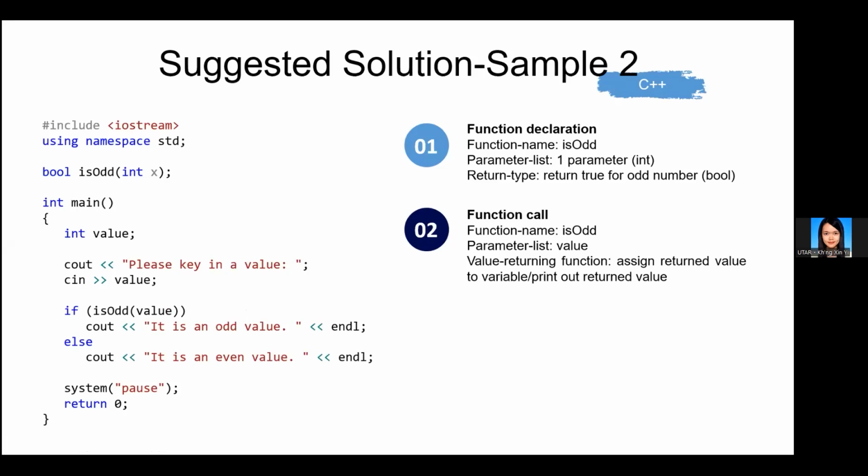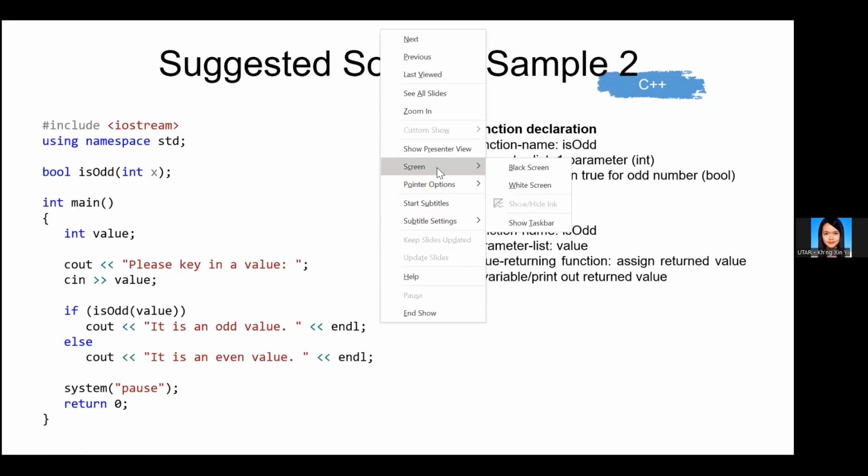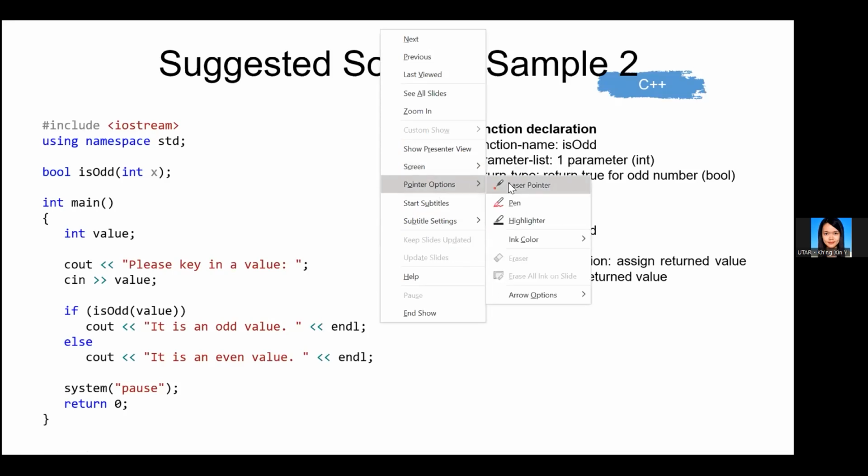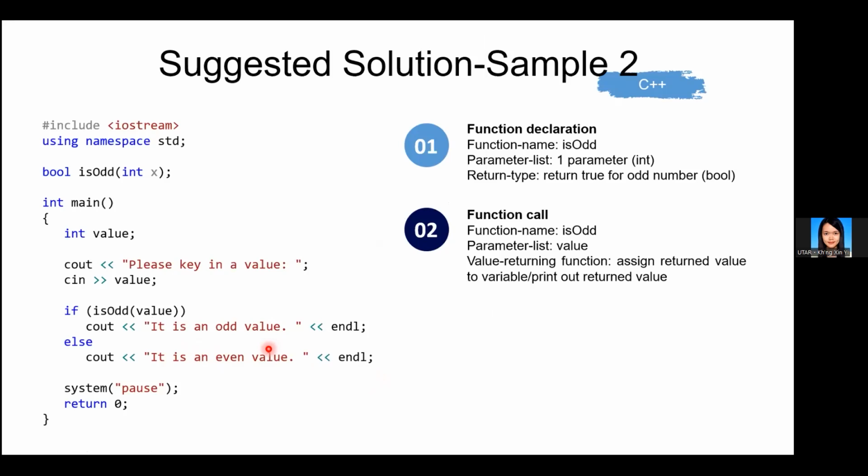We can just call the function and then use this function call as a condition in this if-else statement. Okay, if the function is called and the return value is true, then I will print out it is an odd value to the user. Then if the return value is false, it will just proceed to print out the information of it is an even value to the user here. So the return value is pretty important. It's going to decide which information we are going to show to the user.